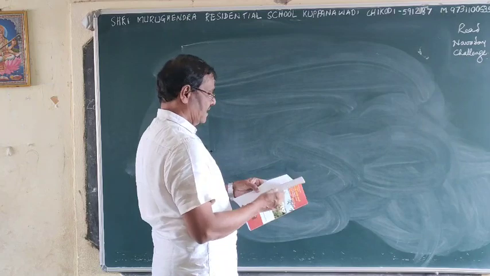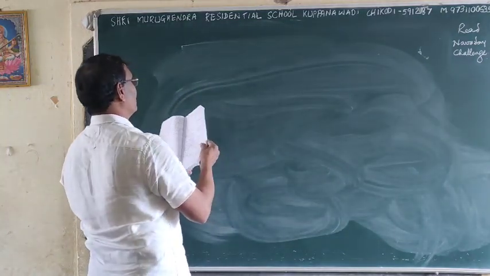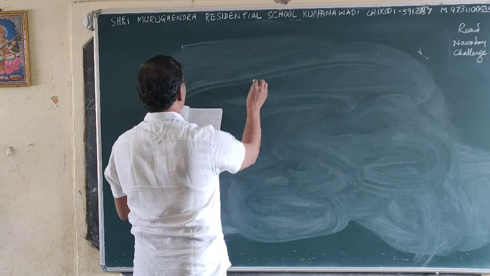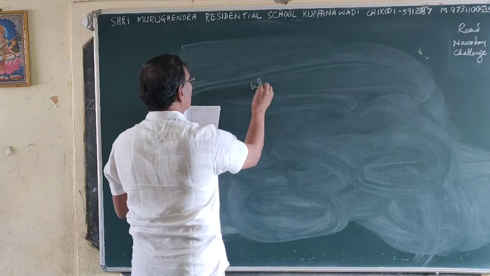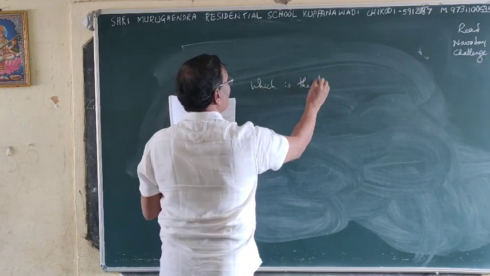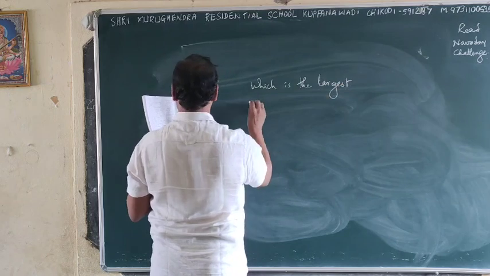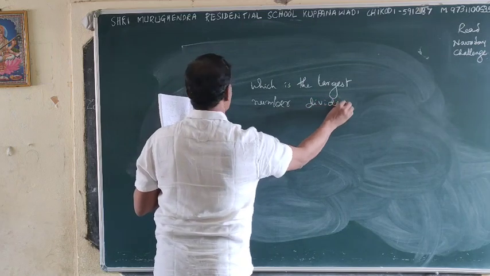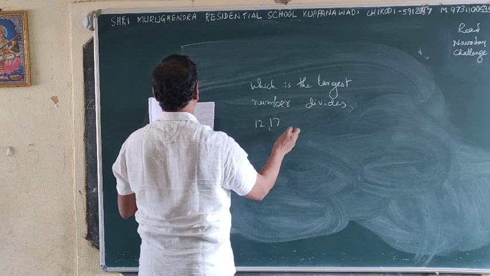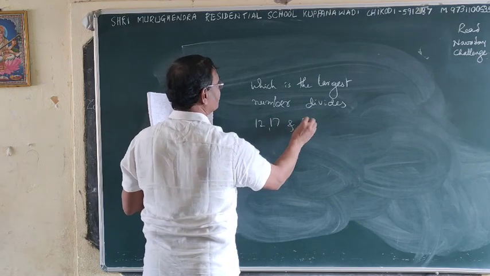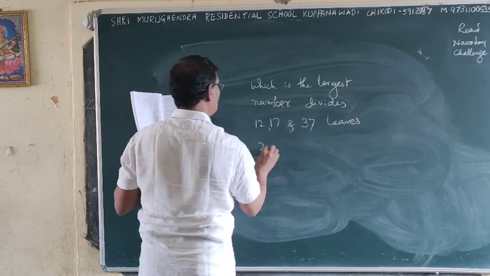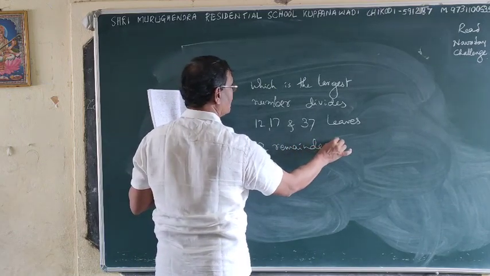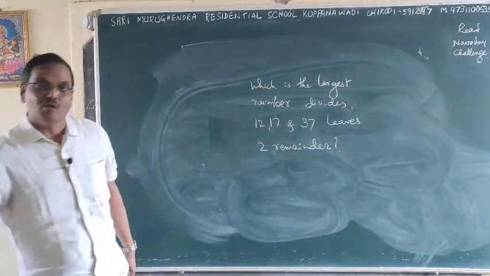Okay, here see, which is the largest number that divides 12, 17 and 37, leaves 2 remainder. It is asked. Then what to do here?